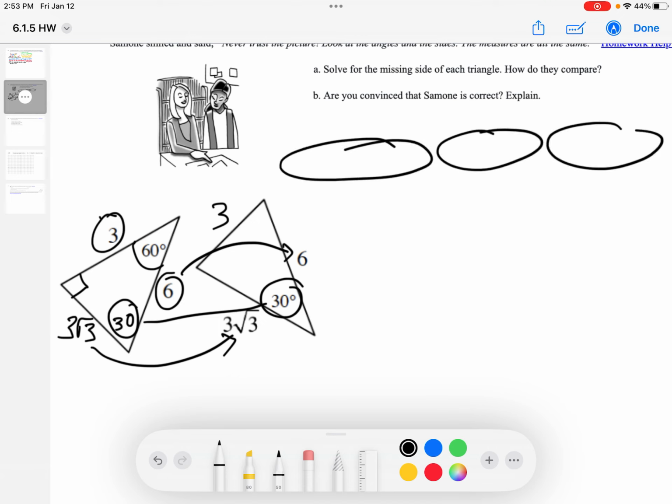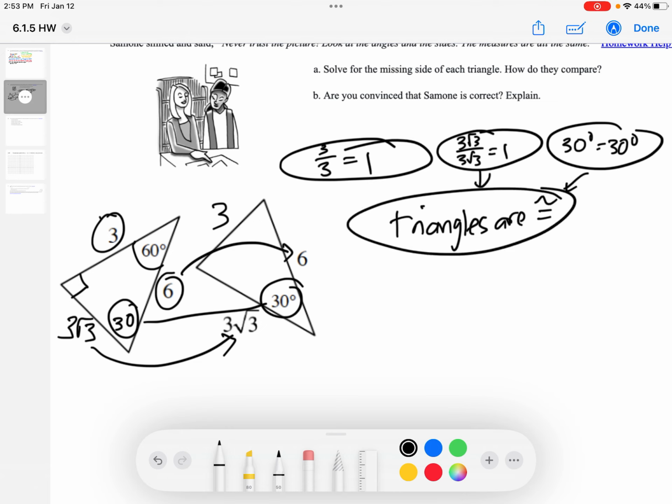We could say that the ratio of 3 to 3 is 1, and the side ratio of 3 over 3 is 1. And we know that 30 degrees equals 30 degrees. So we could say that the triangles are similar, and actually more than similar, right? The triangles are congruent because of side, angle, side congruence.